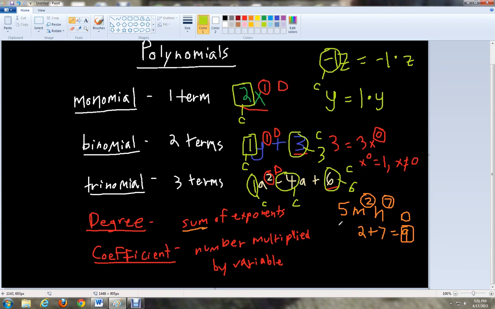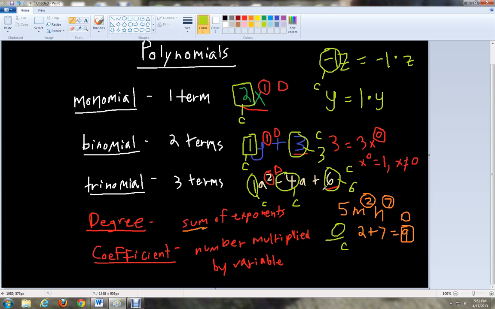And the coefficient of 0 would just be 0, you know. And it also has degree 0. It's the only term that has both degree and coefficient of 0. It's called the zero polynomial.